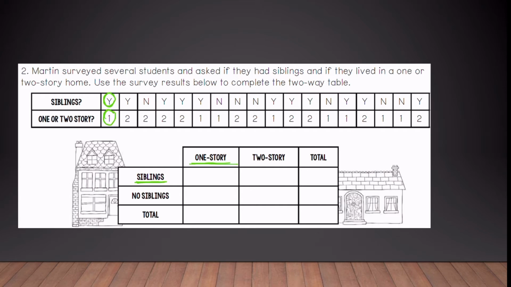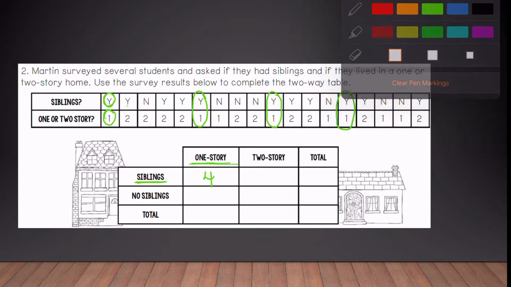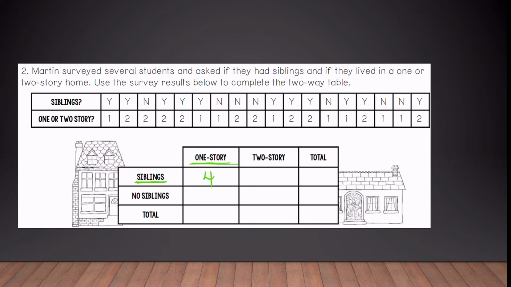So here, this one has siblings, but it's a two-story. So don't count that one. Here's siblings in a one-story. Siblings in a one-story. Siblings in a one-story. And that's it. So if we count that, I've got 4. Okay. Now, I would use a pencil because I'm going to go through and erase this now.